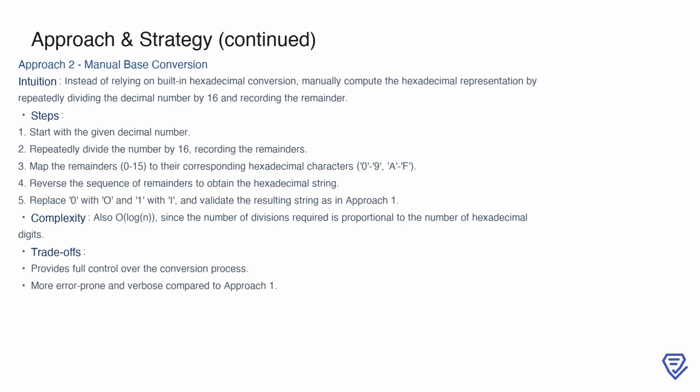Numbers 0 through 9 remain as is, while numbers 10 through 15 are mapped to the letters A through F. Once we've collected all the remainders, we reverse their order to get the proper hexadecimal string. After this, we replace 0 with O and 1 with I, and validate the string against the Hexspeak criteria.